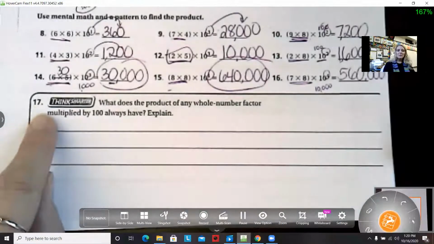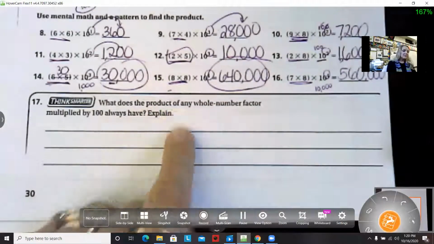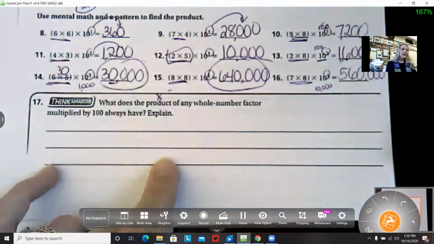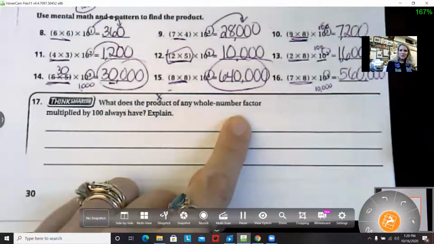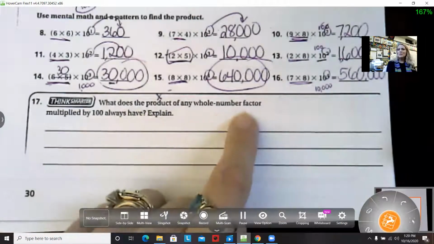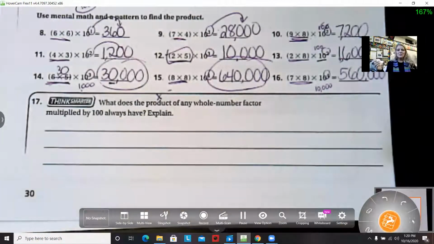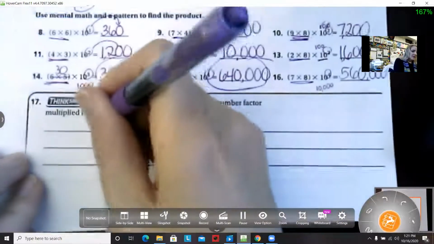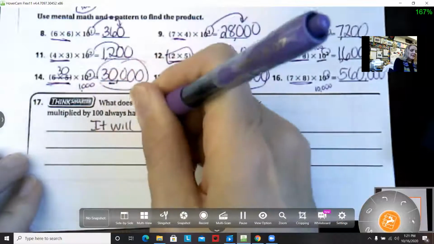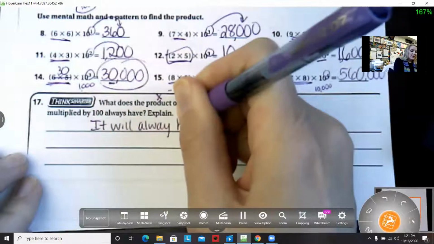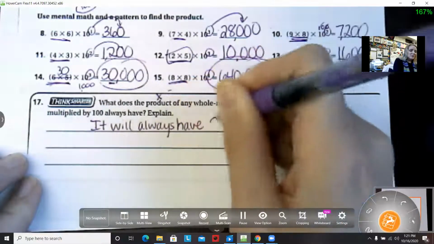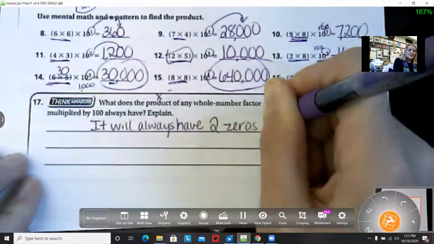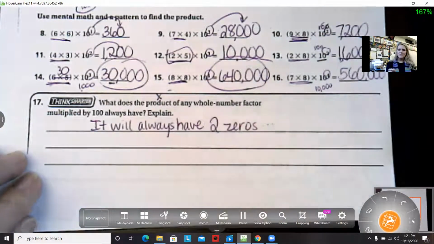All right, for number 17, what does the product, that means the answer to a multiplication problem, of any whole number factor multiplied by 100, any whole number, any number. It could be 6, it could be 24, it could be 72. Any whole number multiplied by 100 will always what? It will always have 2 zeros. And what place value will those 2 zeros be in?